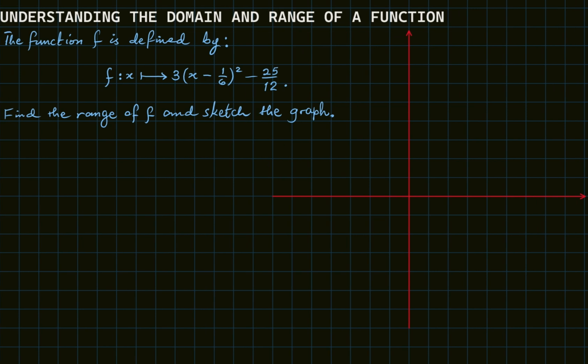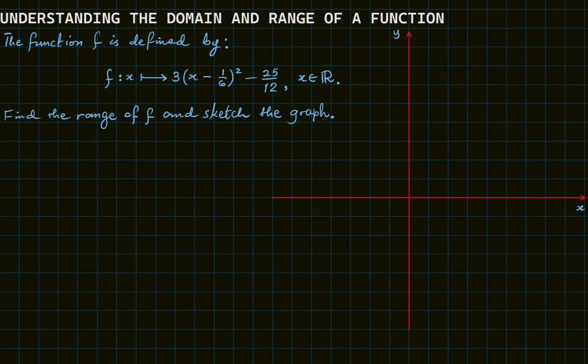Here is the third example. So the first thing we want to do is to try to sketch the graph. And one way to do that is to expand this and then factorize. So if we make an attempt to expand it, you have 3 into x minus 1 over 6, and then x minus 1 over 6 minus 25 over 12.